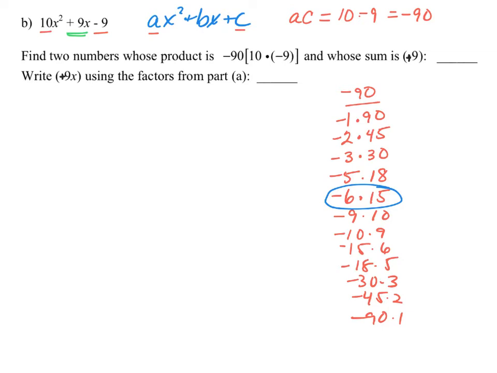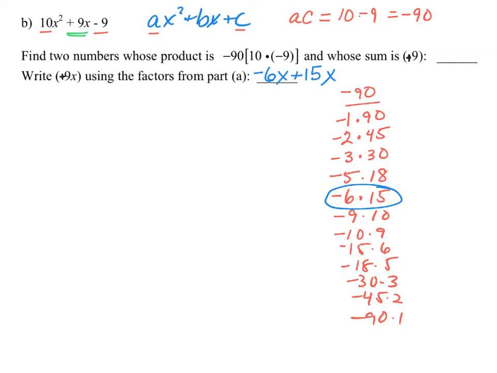So we're going to write positive 9x as the two factors from part A. So we can write positive 9x as a negative 6x plus a 15x.